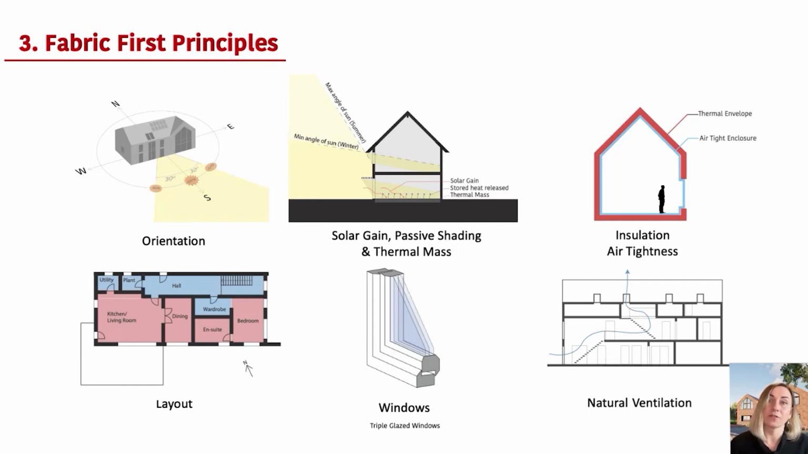Another element of the fabric first approach, which is also a key, so we talked about the insulation envelope, is the windows. Typically you would have triple glazing units for the passive house and low energy home. And the last one is natural ventilation. So using this fabric first approach with these simple key elements will allow you to achieve a low energy home.